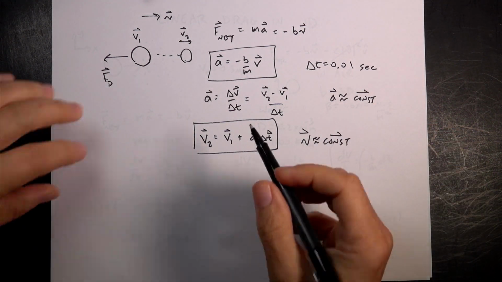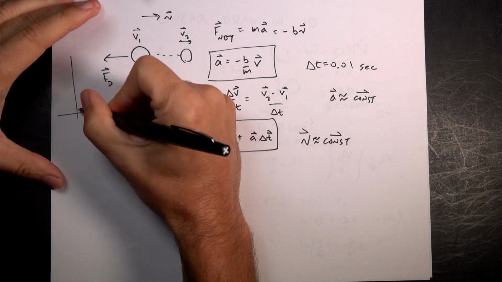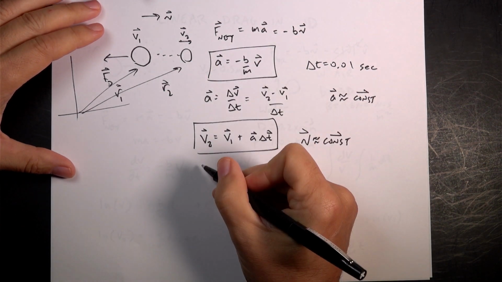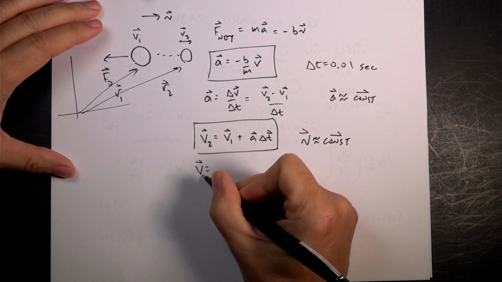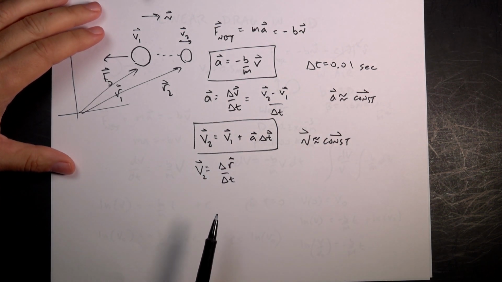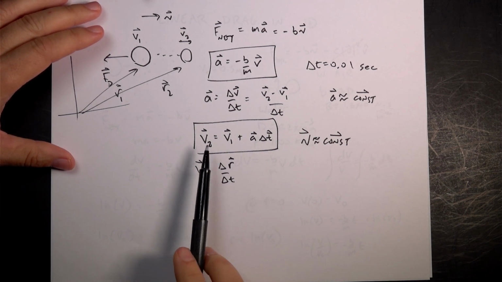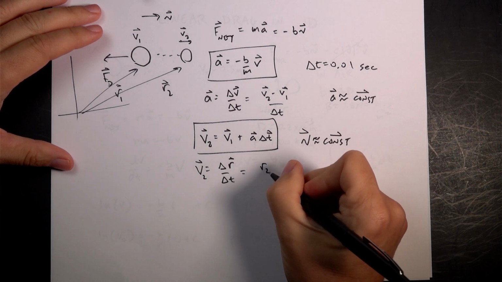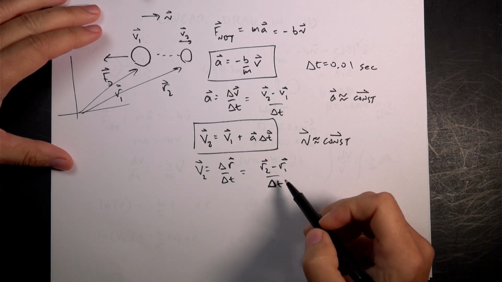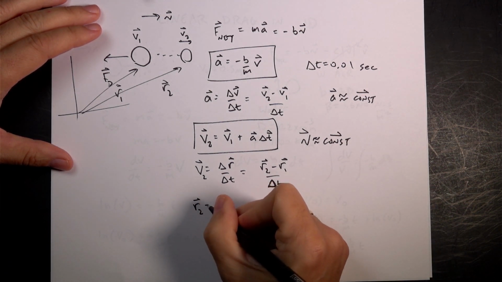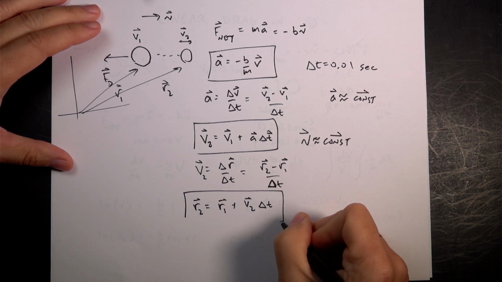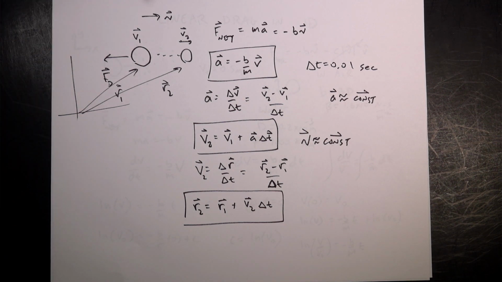Just hear me out. So I can say, let's say this has a position R1, and then it goes to some new position R2. So I can say V2 is delta R over delta T. That's a definition of velocity. It's the change in position with respect to time. And I'm using the second velocity because I just calculated that. And so again, I can say that's R2 minus R1 over delta T. So I can solve this for R2, and I get R2 equals R1 plus V2 delta T. So that's my Euler method calculation right there.